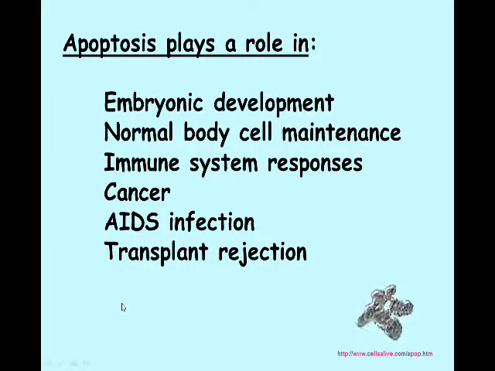Apoptosis plays an important role in embryo development, as we just said, and in maintenance of normal body cells. As cells get used and worn out, we replace those and destroy the old worn out cells. It's important in immune system responses. The white blood cells that engulf and take over bacteria or viruses use those same lysosomes to break down those cells and actually self-destruct once the viruses are inside to help your immune system fight germs.